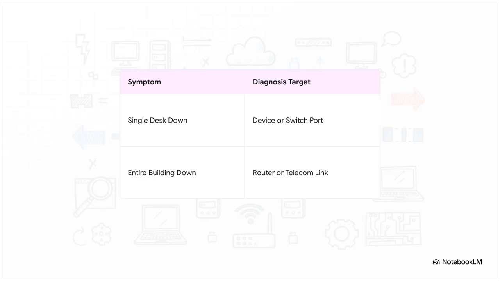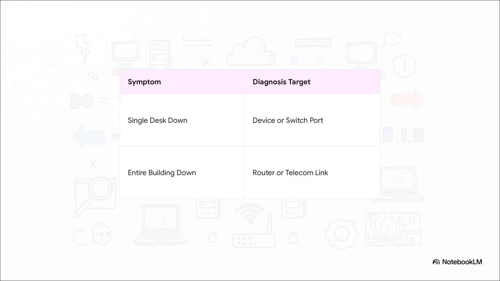You see, the physical geography of the network's journey dictates exactly how you solve a problem. Think about it. If the symptom is just a single desk down, you look left on our mental map. The diagnosis is localized. You check their specific device, you check their Ethernet cable, or you check their specific port on the switch. But if the symptom is the entire building going down, you look right on the map. The issue has to be at a major choke point. You need to diagnose the router, the firewall, or the main telecom fiber link entering the building.